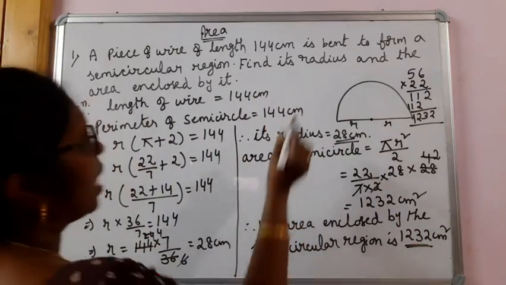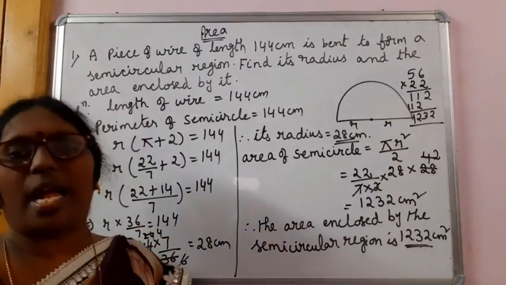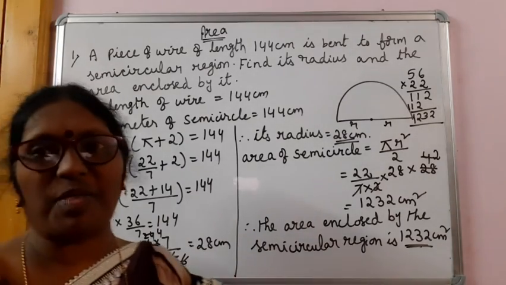These are the two questions asked. Find its radius and also find the area enclosed by it, and both are found out. I hope this is clear to you.